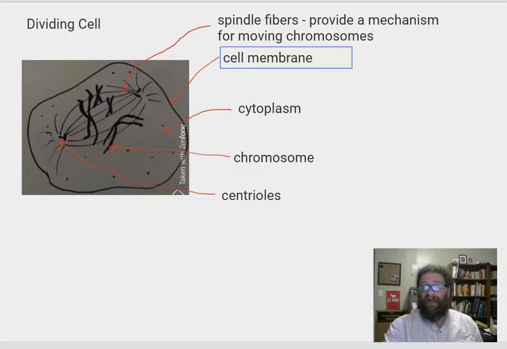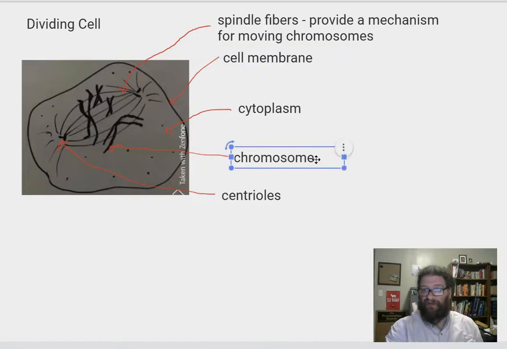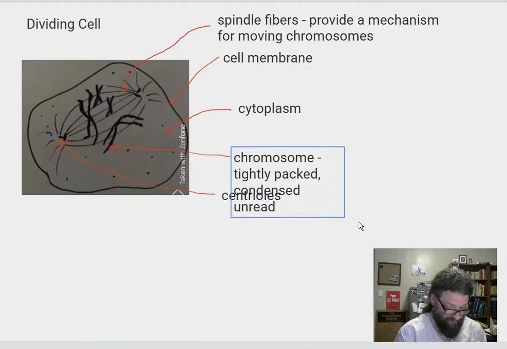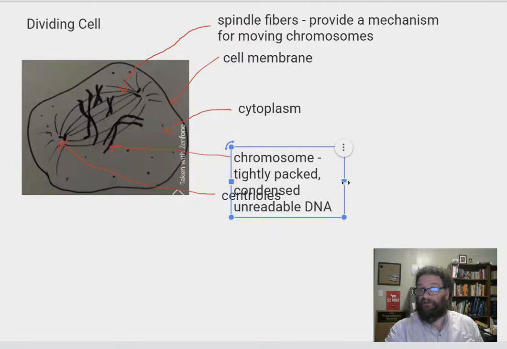Now, next thing we want to do, let's see, did I miss anything? Chromosomes. Oh, we should identify chromosomes and be a little more clear on this. Sorry. This is tightly packed, condensed, unreadable DNA. There we go.